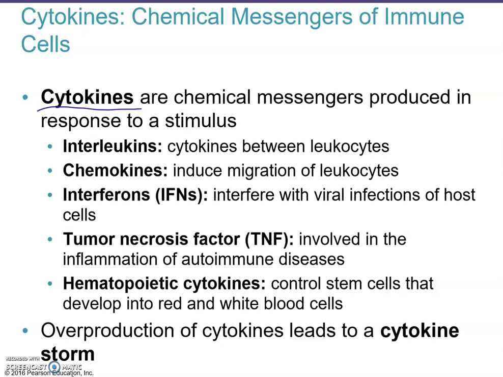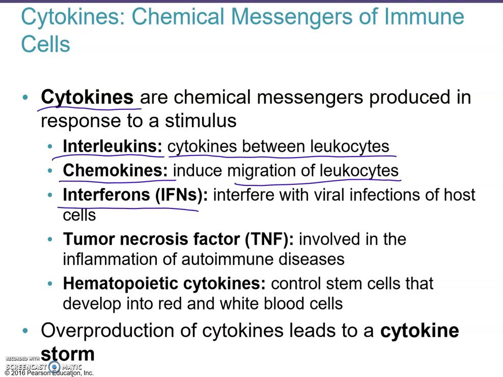Cytokines: chemical messengers produced in response to a stimulus. Interleukins. Inter means between, leukins, white blood cells. So these are cytokines that are used to communicate between white blood cells. Chemokines induce migration of leukocytes, such as diapedesis, calling a bunch of white blood cells into an area of inflammation.